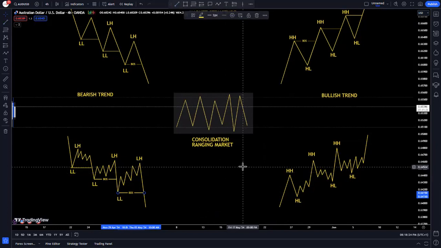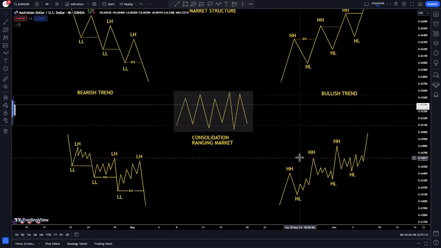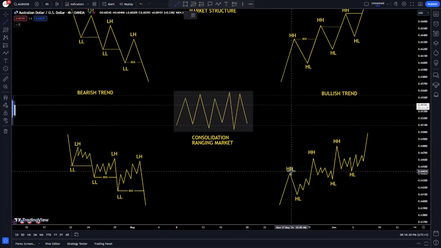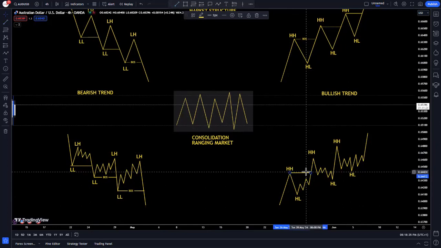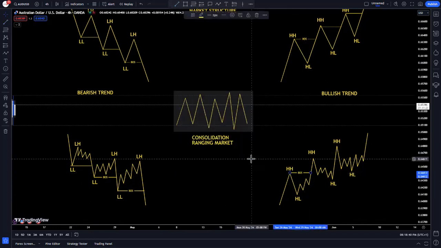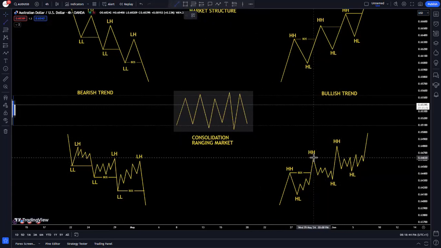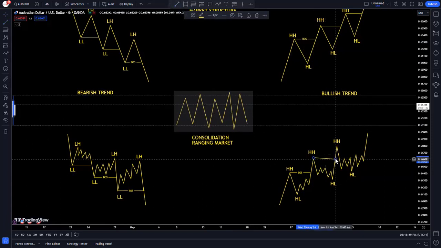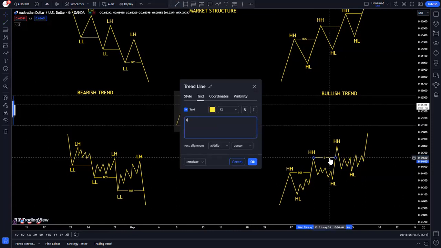Now look at here, the same goes for the bullish trend. Your higher high has been broken, creating a new what? Higher high. So it must always be broken. Exactly like that. So it must be broken.